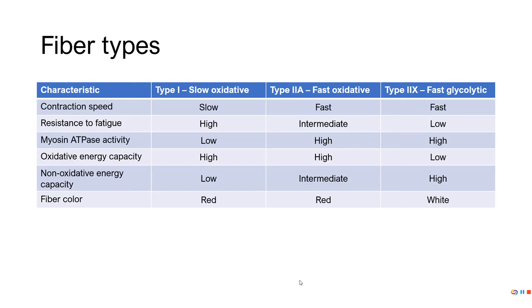So to put this in a table, we can look at this. All right, so slow oxidative, they're slow. They are very resistant to fatigue. They have low ATPase activity, meaning it's pretty slow. They have the capacity to do lots of oxidative work, and so on and so forth, right? I'm not going to go through each of these little things. Now, the reason that you've got red here and white here is red is an indicator that there's lots of myoglobin. So type 1 and type 2A have relatively high amounts of myoglobin.